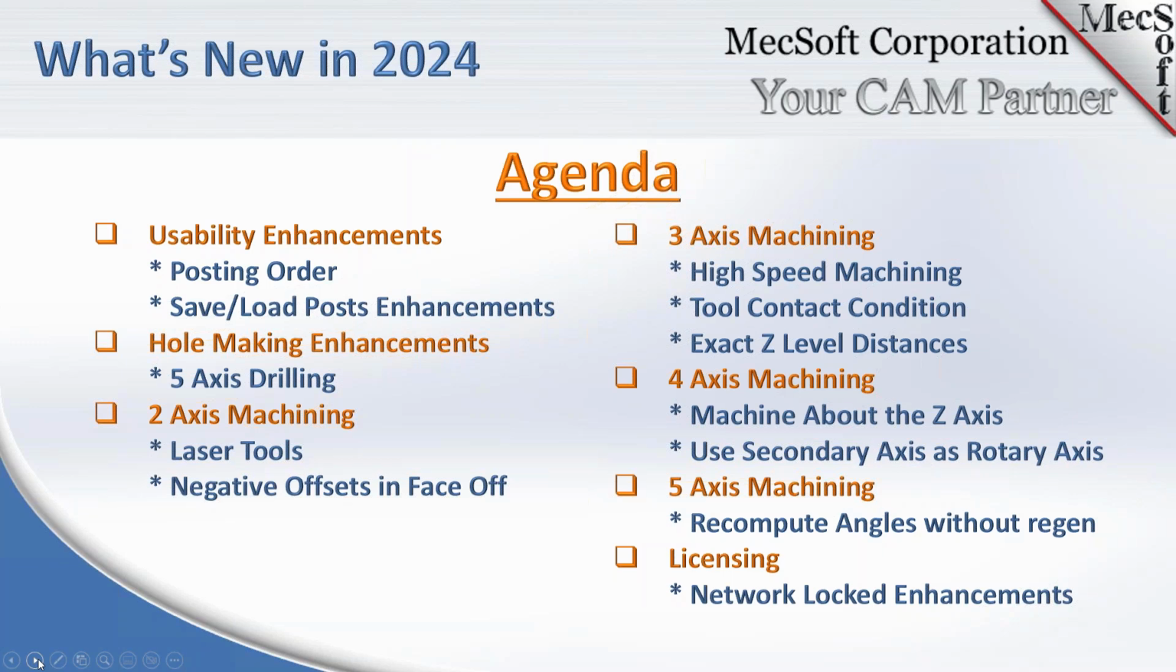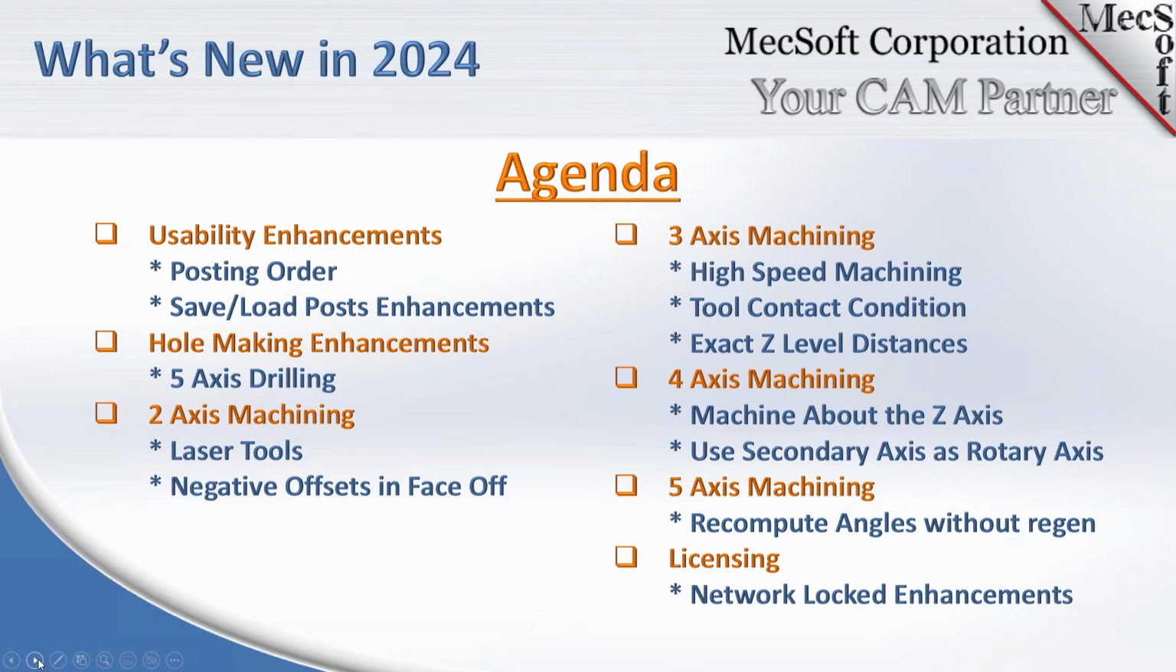And then 3-axis machining, high-speed machining, which is a really nice enhancement to the facing toolpath. In fact, this high-speed machining enhancement also percolates its way down to the 2-axis machining as well. So that's a really nice enhancement for people machining hard materials.